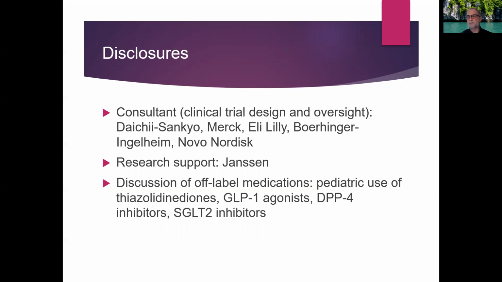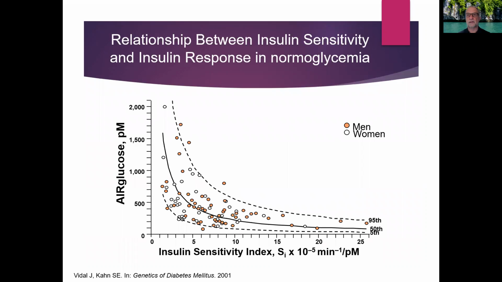In order to speak about type 2 diabetes, we need to have a good understanding of the underlying pathophysiology. And this really can be shown in this figure here, which many of you may be familiar with. What we see in this figure is the relationship between insulin sensitivity on the x-axis and insulin secretion on the y-axis in healthy adult men and women. These are individuals with normal blood sugar.